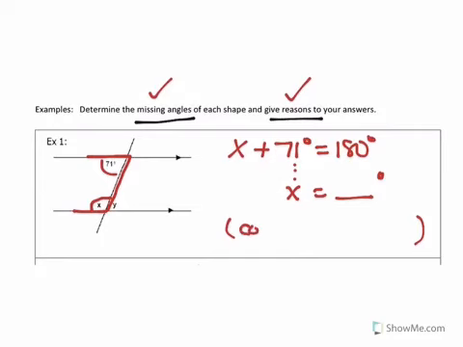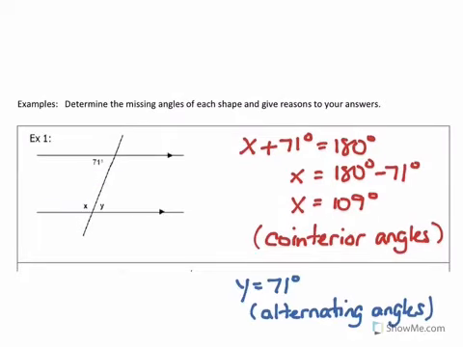So you would just write down co-interior angles. All right, and then you'd be done for x. So let me show you what I did. The red is all on the right-hand side, and I've solved for x already, and I got 109. So this is 109 degrees, and you got the answer for this.